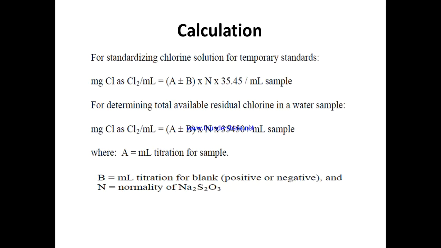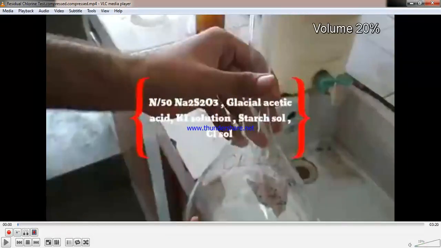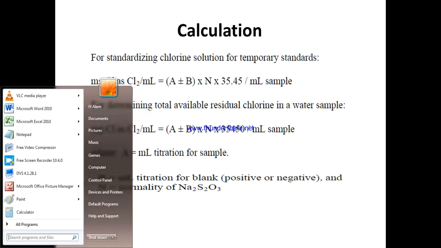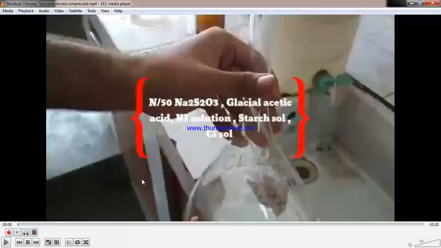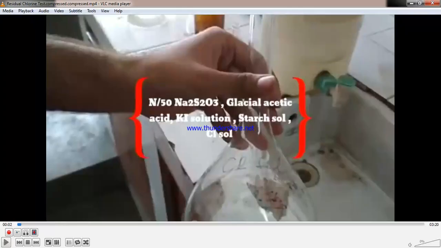Then let me show you the video to make it more clear. Sorry, the video buffers a lot, so I'll narrate the experiment. We are going to use, basically students, N/50 Na2S2O3, glacial acetic acid, potassium iodide solution, starch solution and chlorine solution, as I have told you.